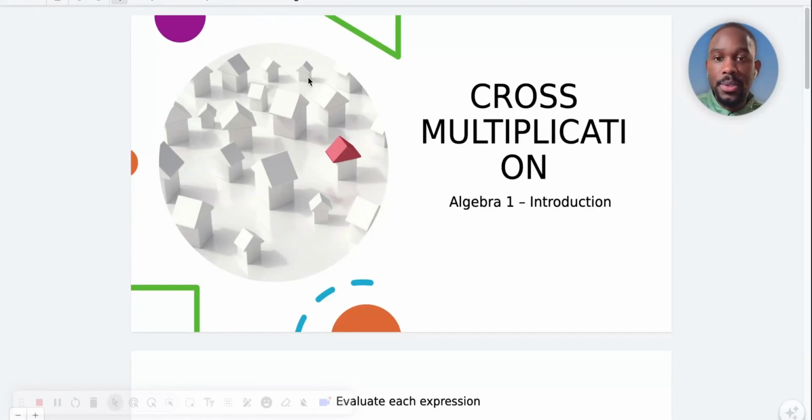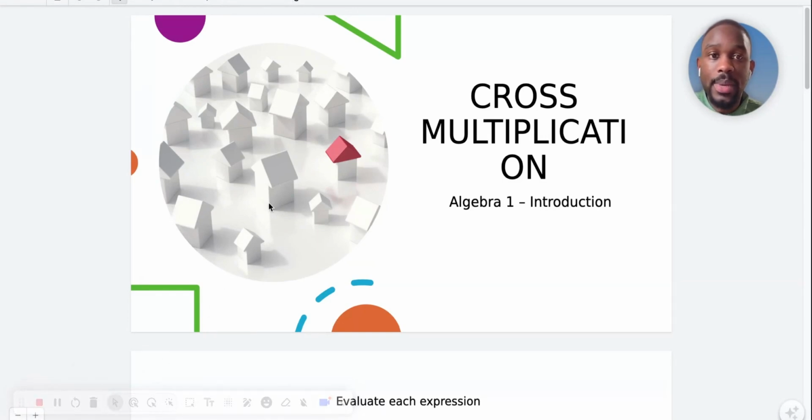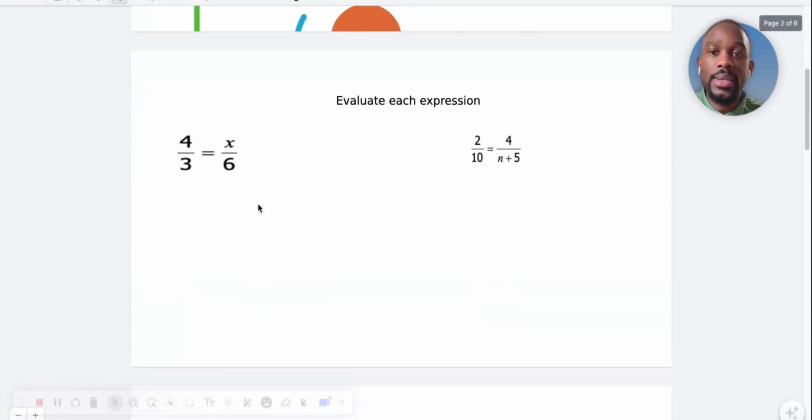Hi guys, welcome to this video where I'm going to be teaching you another concept of algebra, and this is cross multiplication, and it's a very simple concept. The question is, when do we cross multiply? I'm going to give you a few examples, and by the end you should be able to know when to cross multiply, right? Okay, so let's look at these examples.